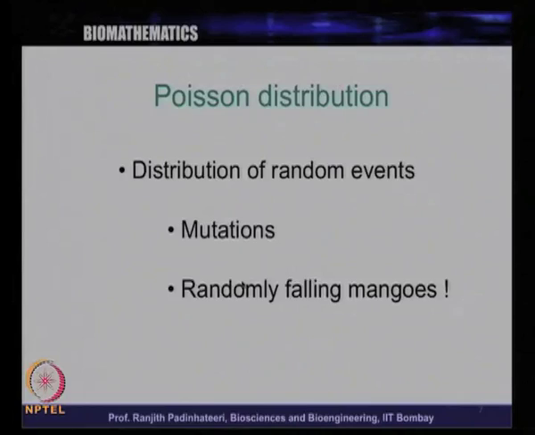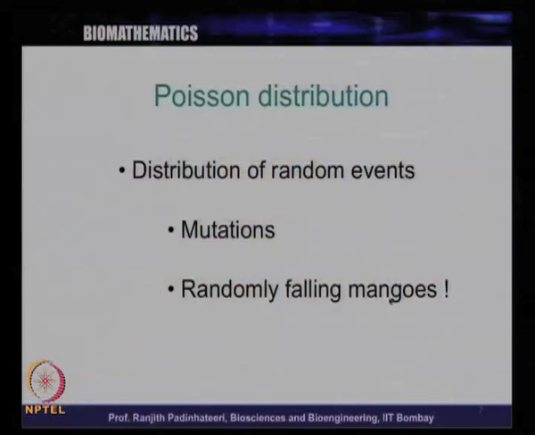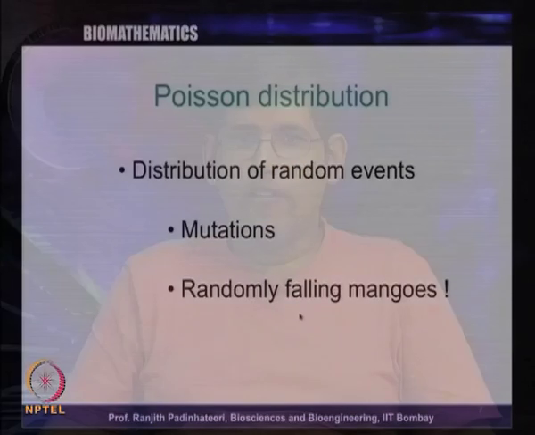In day to day life, we can think of many examples that can happen randomly. One example that everybody might have seen: let's say you go under a mango tree, or an apple tree, whatever tree you like, and mangoes randomly fall down. We will discuss randomly falling mangoes and how that can be described using the Poisson distribution. But first, let us go to mutation.